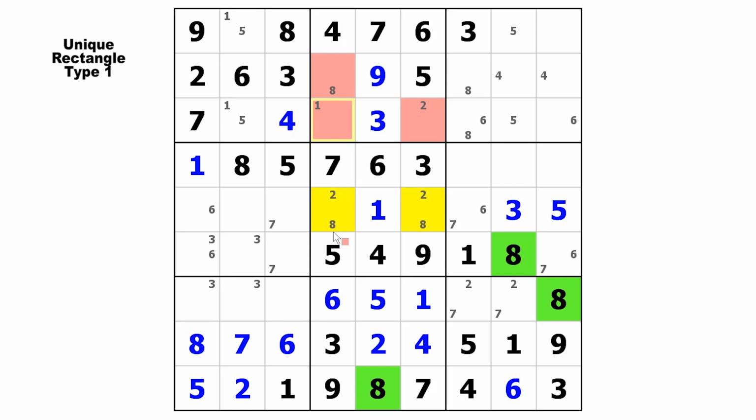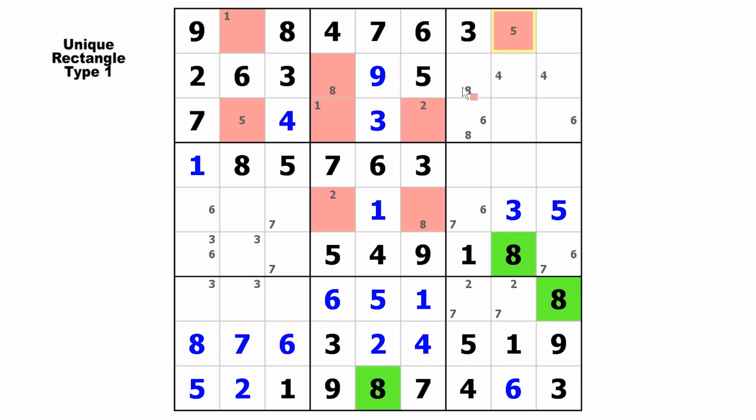So now if this is an 8, this is not an 8. And if this is a 2, this is not a 2. And these cells must be 2 and 8. So if this is a 1, this can't be a 1, that has to be a 5. And that can't be a 5, must be a 1. And because this is a 5, this can't be a 5. Remember, that was an X-wing on the 5, so this has to be a 5.